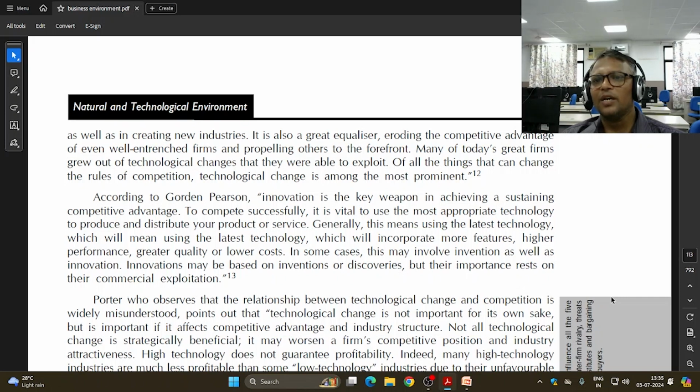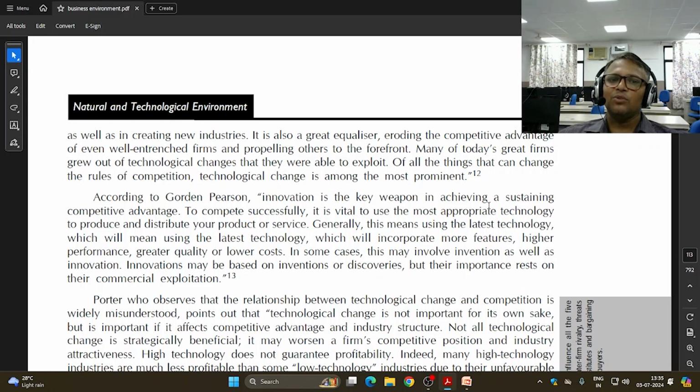Many of today's great firms grew out of technological changes that they were able to exploit. Of all the things that can change the rules of competition, technological change is among the most prominent. According to Gordon Pearson, innovation is the key weapon in achieving sustained competitive advantage. To compete successfully, it is vital to use the most appropriate technology to produce and distribute your products or services.